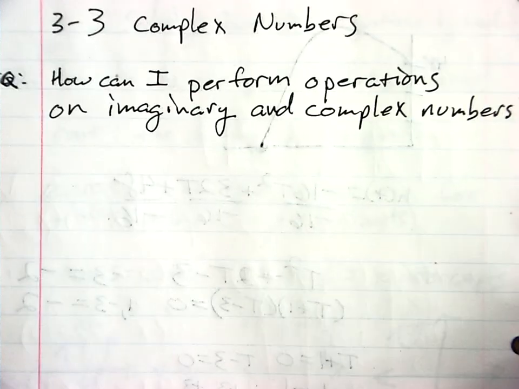All right, 3-3, complex numbers. How can I perform operations on imaginary and complex numbers?